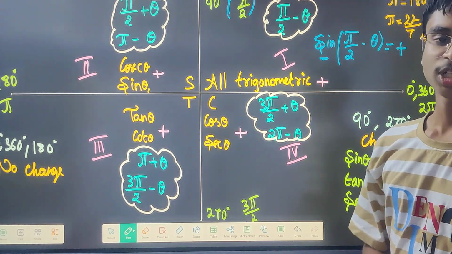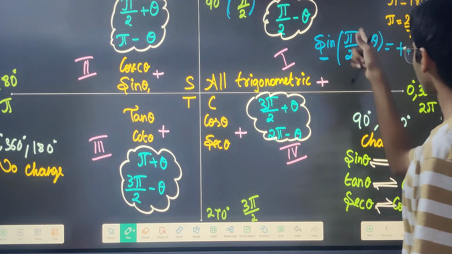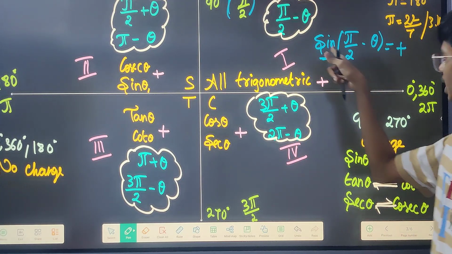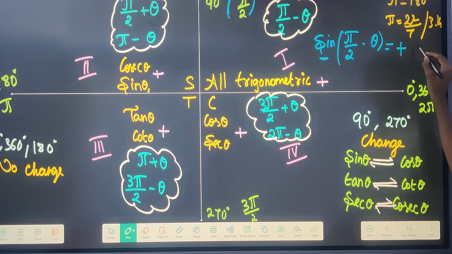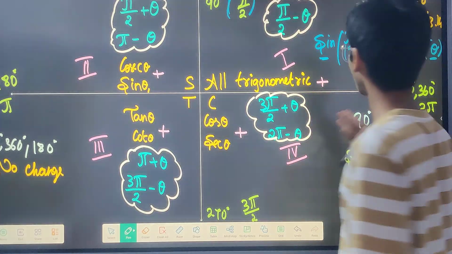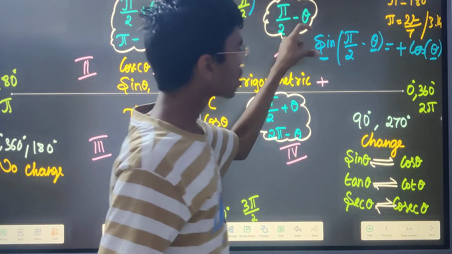Okay, so this is what: first you are going to put a positive sign. And what did I say? Pi by 2 is 90 degrees, which means there is a change. So what will it change? Sine will be changed into cos, so you have to put cos. Okay, theta, this angle you have to put just like that itself over here. This applies for every trigonometric function.